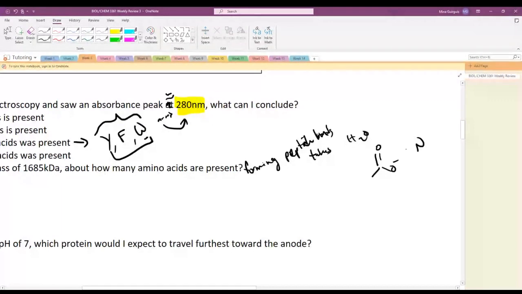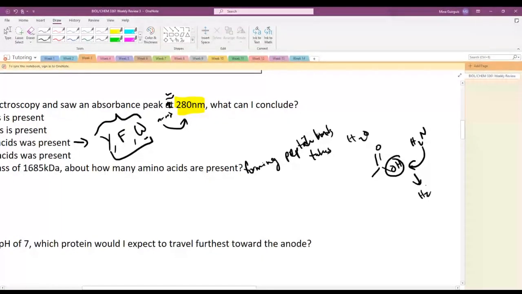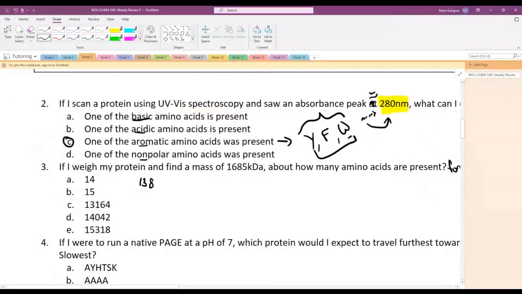The C-terminus of one end and the N-terminus of the other. Actually, I don't want to draw it like that. Sorry, give me one moment. The C-terminus of one end and the N-terminus of the other. This will leave along with one of those as H2O. What's the molar mass of H2O? 18.